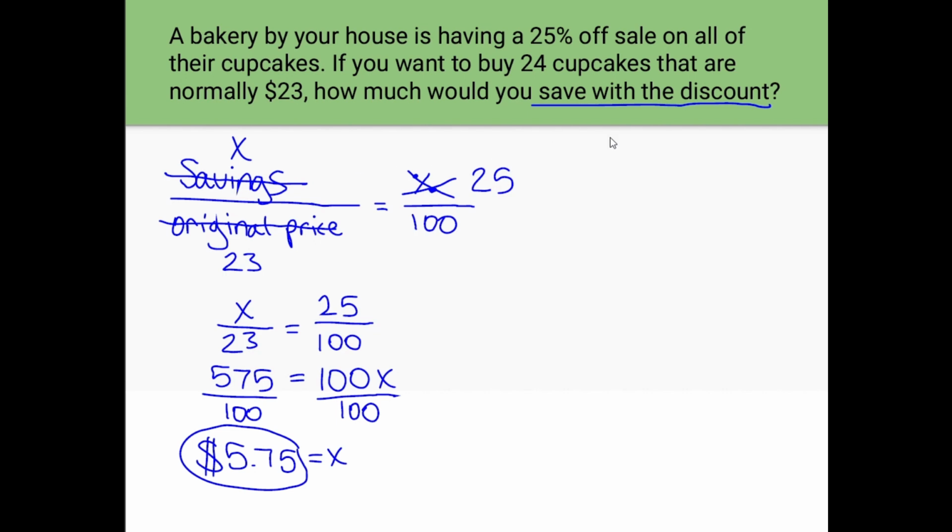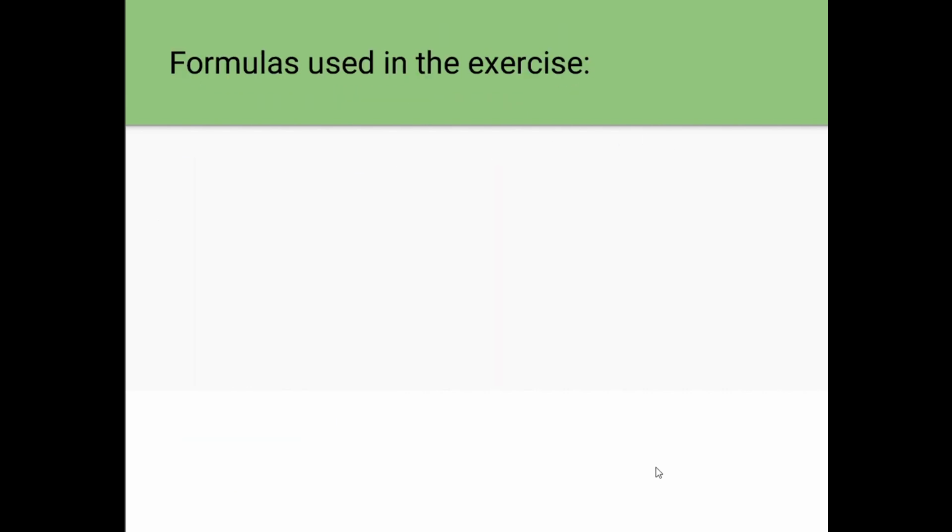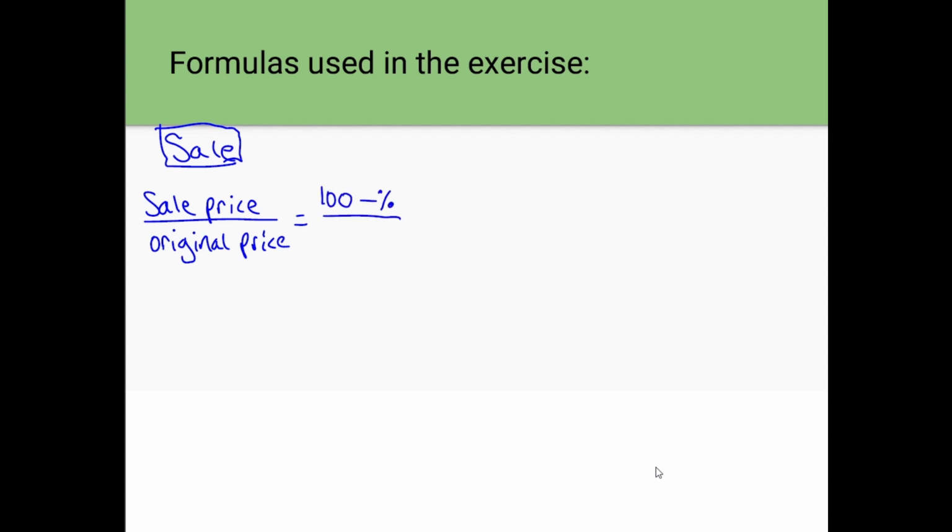Awesome. So what did we do today? It felt like a bunch of formulas, but they all felt really similar. If we have a type of sale going on, we could use one of two formulas. If we're looking for the sale price, it's always going to go over the original price equal to 100 minus the percentage. Again, it's getting smaller, over 100. Or we could look for how much we're saving. So savings over the original price equals, now it's just the percentage, over 100.